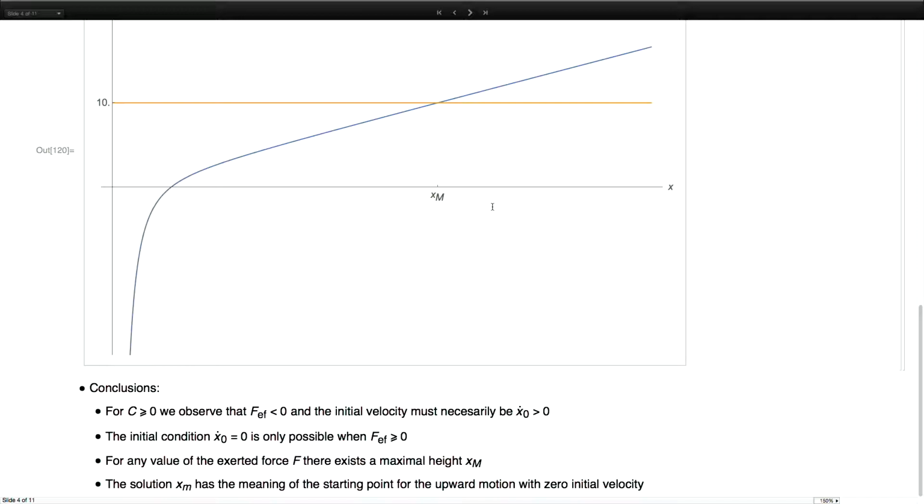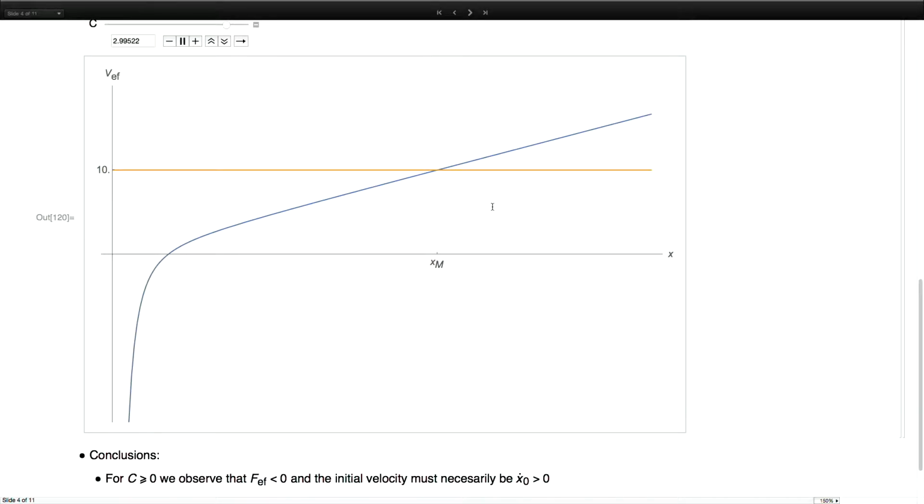For any value of the exerted force, there exists a maximum height X_M. The solution x_m has the meaning of the starting point of the upward motion with 0 initial velocity.